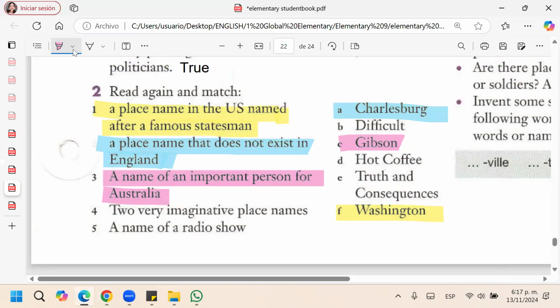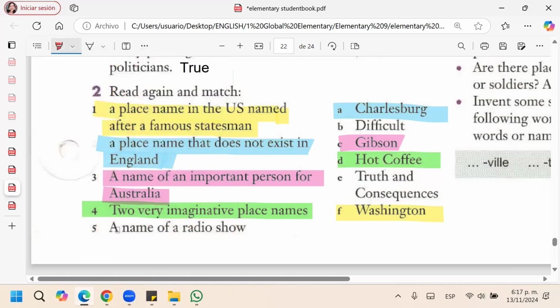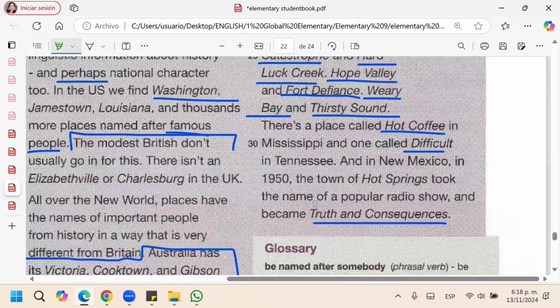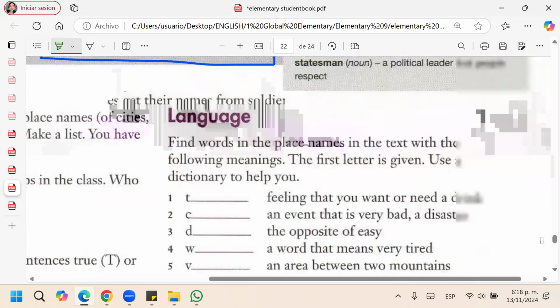Then I have here two, not one, two very imaginative place names. Hot Coffee, Truth and Consequences. Truth and Consequences is the name of a radio show. Difficult is one. I'm going to go here, Difficult. Truth and Consequences here. A popular radio show that the name is Truth and Consequences. So yes.